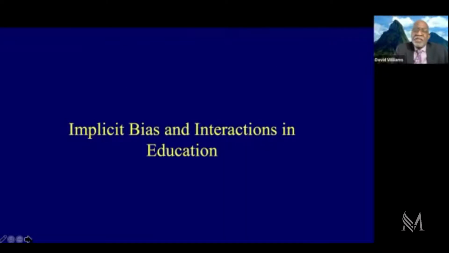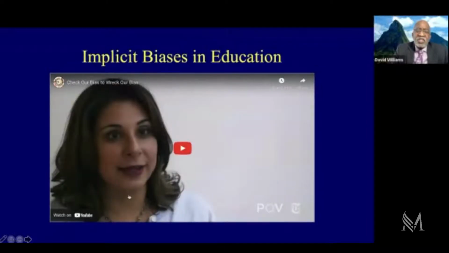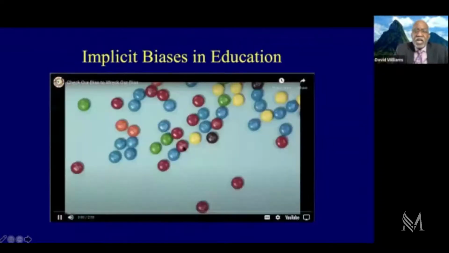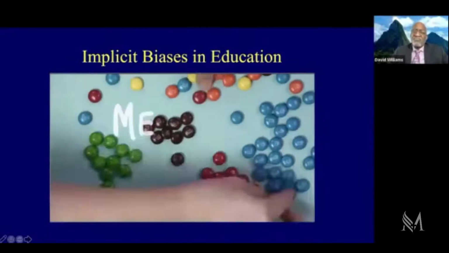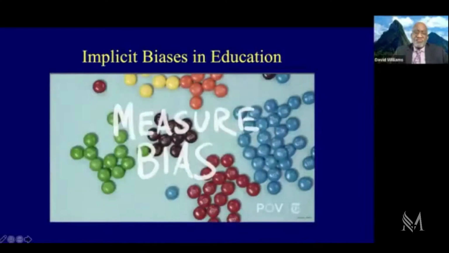I want to give you another example of implicit bias in interactions in education, just to illustrate the challenges that we're talking about. Let's look at how to measure bias in ourselves and in others. Here's Dolly Chug from NYU.